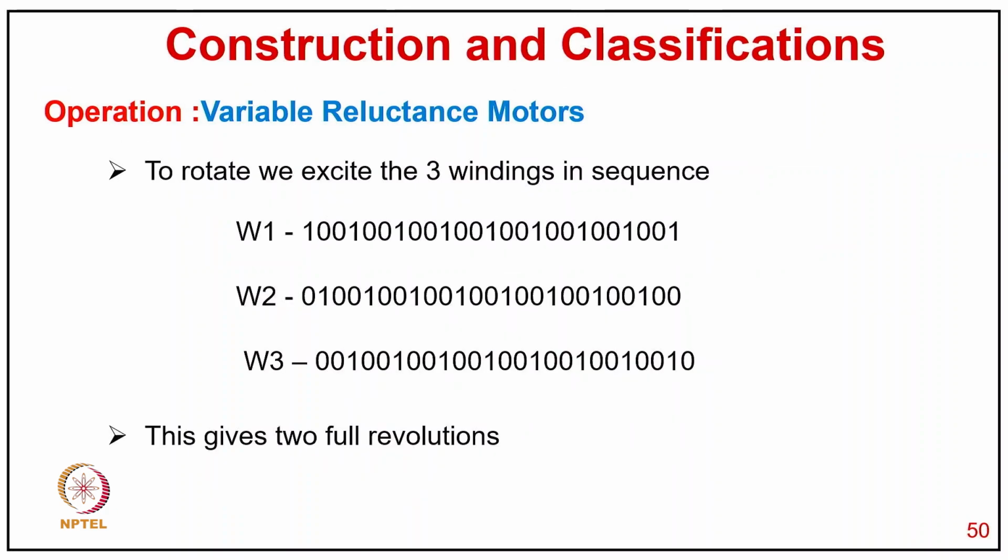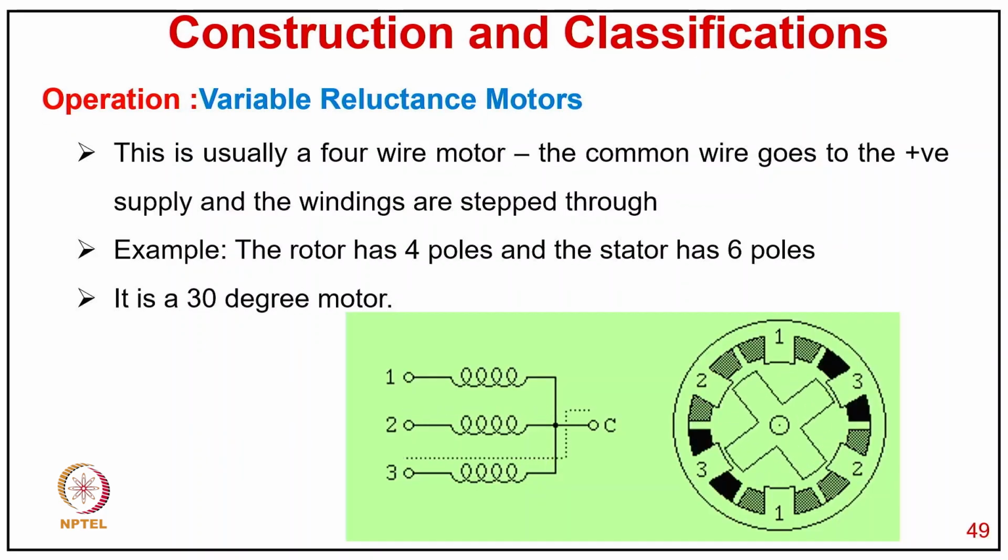So now, for the variable reluctance step motor to rotate, we excite the three phase windings W1, W2, W3 in the sequence given here, starting from 1, 0, 0, then 0, 1, 0, then 0, 0, 1. This gives the full rotation, as per these excitation numbers of the different switches, or you can call them the transistors, in the three phases. Why do we have a positive supply with the common terminal?